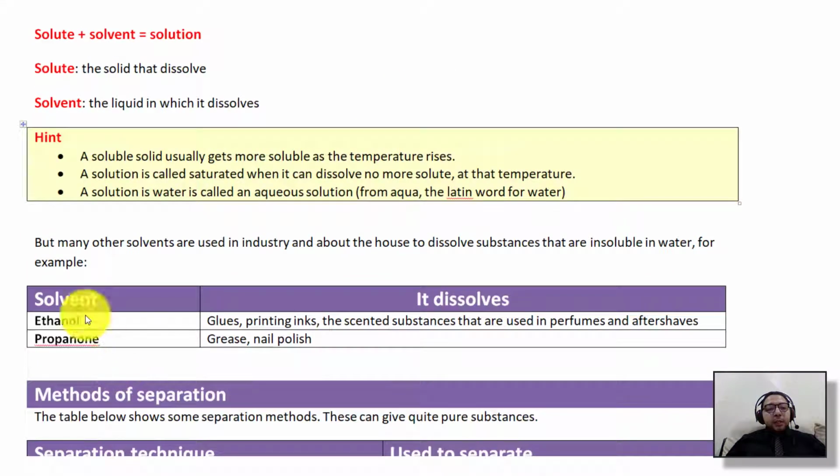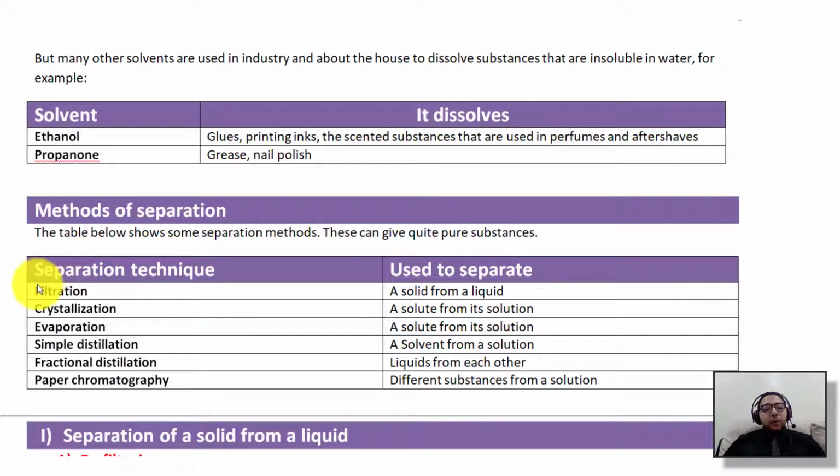Then we covered the meaning of a saturated solution, and how temperature affects the amount of dissolved solid. When water is acting as a solvent, we call it an aqueous solution. We also looked at different kinds of solvents, ethanol and propanol, and then one way of separating solids from liquids, which is filtration, and other examples like decanting and centrifugation.